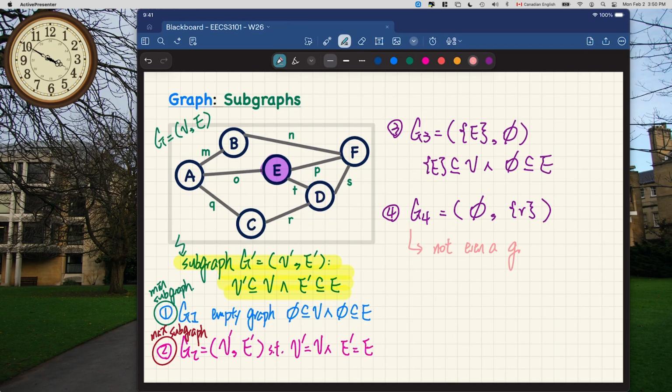Give me 1 minute and then we're done. Not even a graph, because if you simply got one edge over here, R, without beginning and also ending vertices, it simply doesn't make sense, right? So G4 here is not even a subgraph, all right?